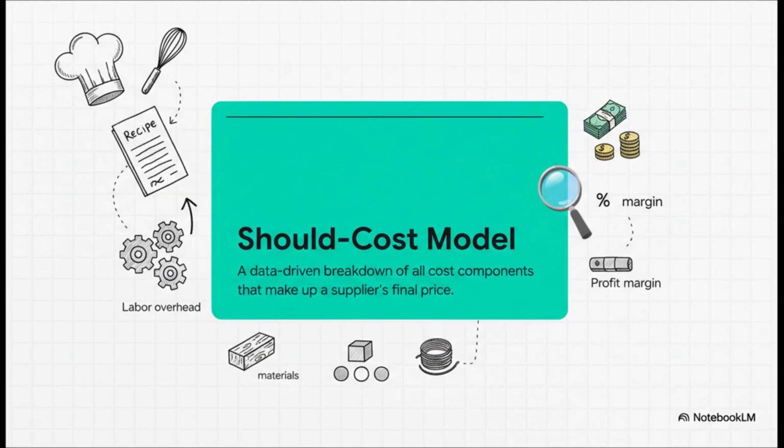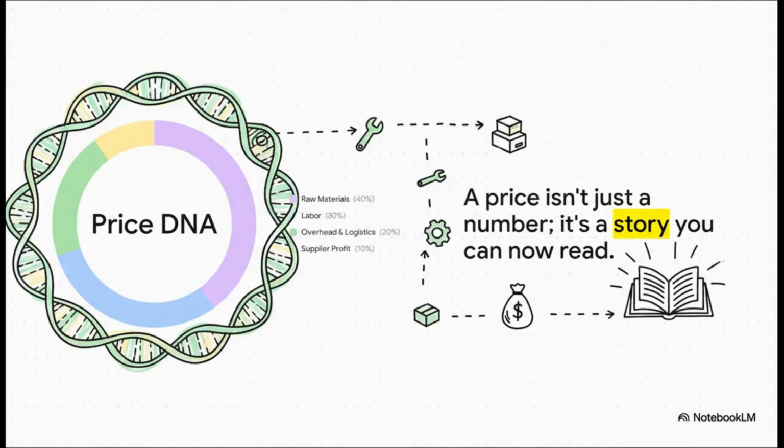Well, the main tool we use is something called a should-cost model. Don't let the name scare you off. It's really just a breakdown, think of it like a recipe, of all the ingredients that make up your supplier's final price. We're talking materials, labor, overhead, and yep, even their profit margin. And what's so cool here is how it makes that whole concept visual. Instead of one big mysterious price, you're looking at its DNA. You can see, okay, 40% is raw materials, 30% is labor, and so on. All of a sudden, that price isn't just a number anymore, it's a story. And once you can read that story, you can start asking some really smart questions.